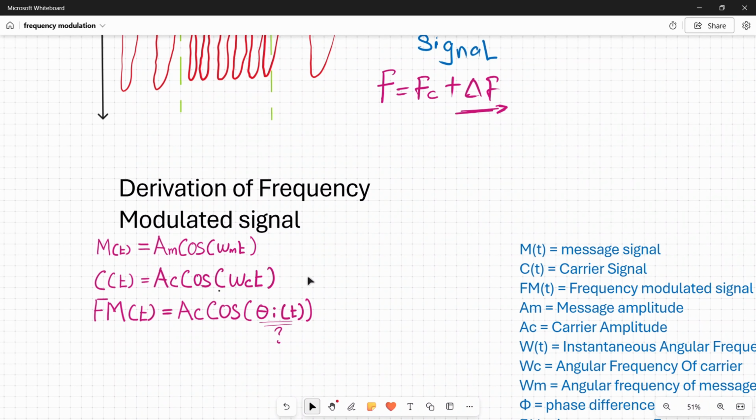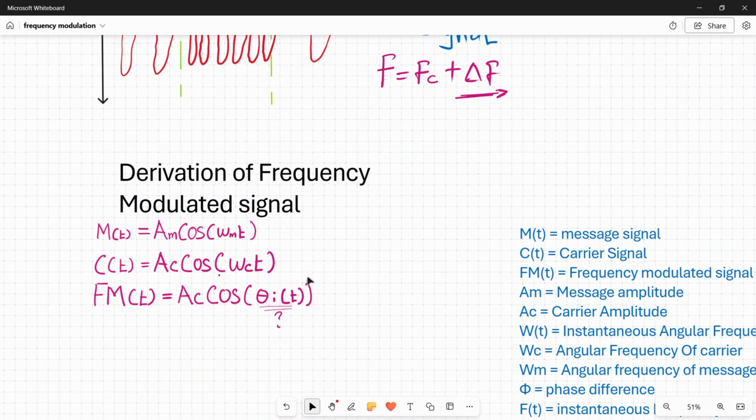So now we're going to go into the derivation of the frequency modulated signal. Let's say our message signal is m of t equals Am cos wmt. Our carrier signal is Ac cos wct. And our frequency modulated signal, which is the final product of modulation, is equal to Ac cos theta i. First thing you ask is, what is theta i?